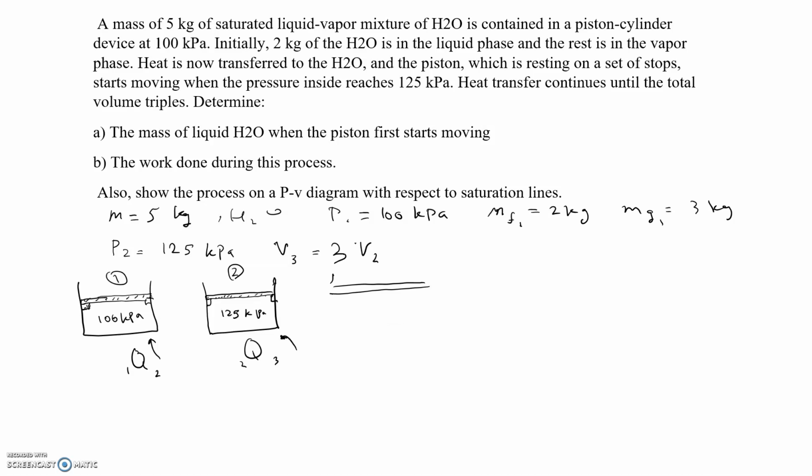Not the best picture. Let me redraw it. The scales are not correct, but let's assume that this volume is triple that volume, right? So this is state 3, and the volume has tripled, so volume 3 is 3 times volume 2. And what is the pressure? Pressure is still 125 kilopascal if we assume that we have a frictionless piston, right?